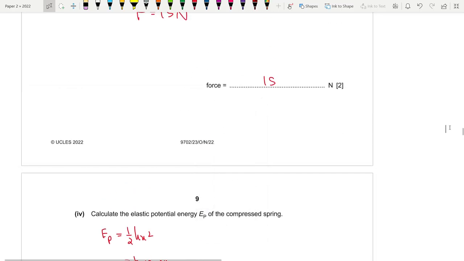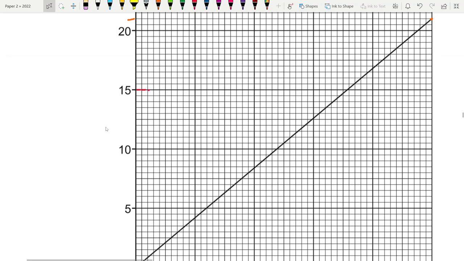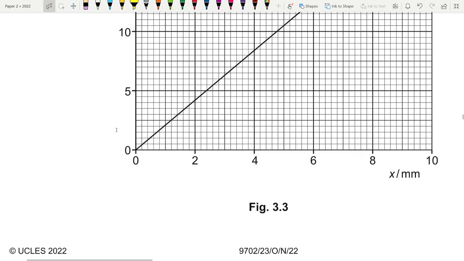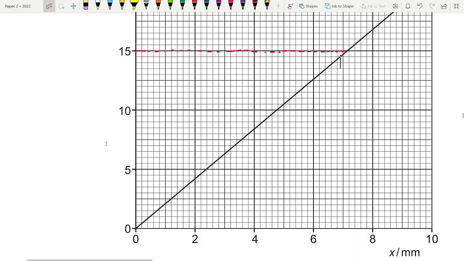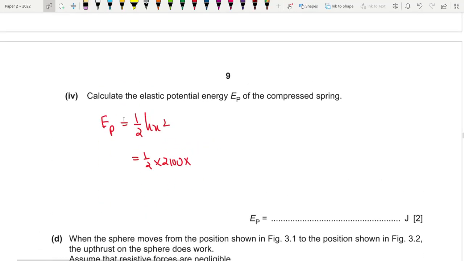How? Check this. We know that the value was 15.0, right? So you can read it off from the graph itself. 15 corresponds to a value of, let's see, it's basically a bit more than 7. It's between 7 and 7.2. It's basically something like 7.1. But since we can't accurately read it, we can just do this.